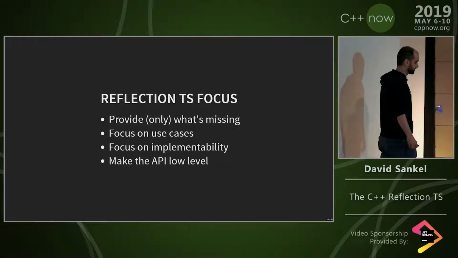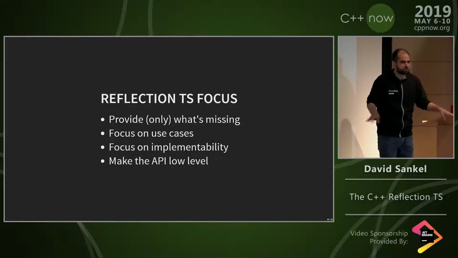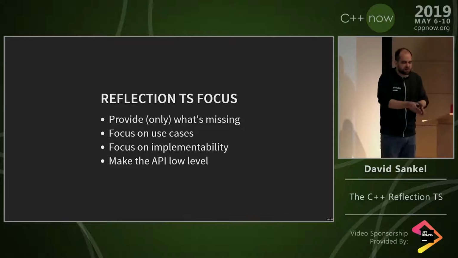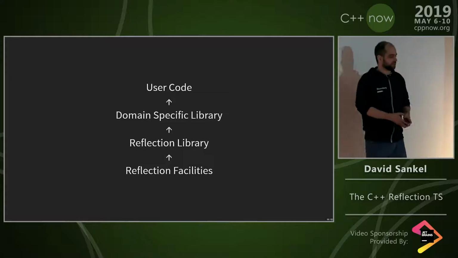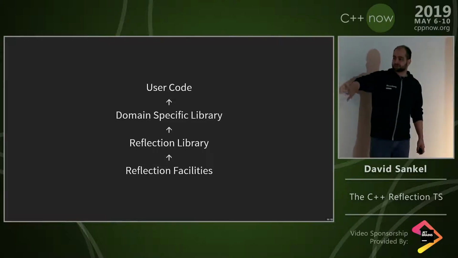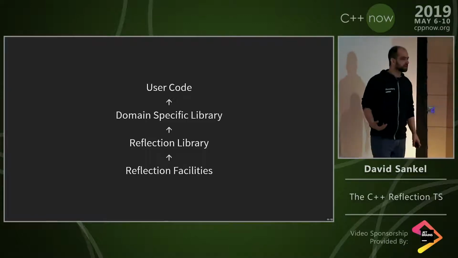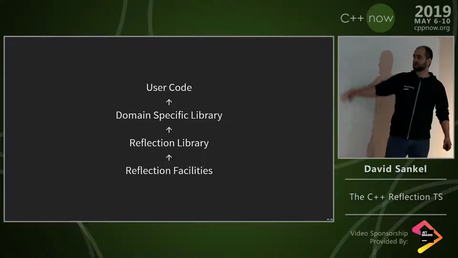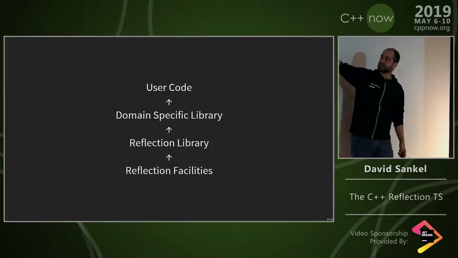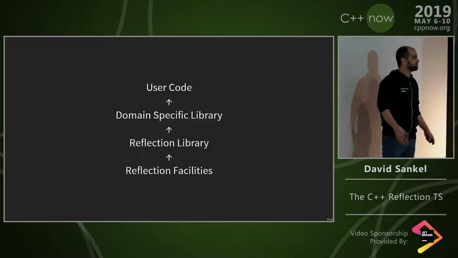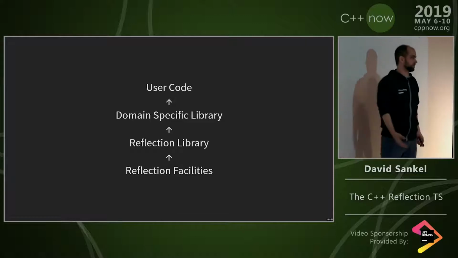And the other focus is that we're making a low-level API, the bare bones stuff. It doesn't have to be very pretty, just very, very small, precise, bottom things. So the way we're looking at it, what we're providing here is reflection facilities. Just very, very small, low-level things that people can use. And the expectation is that someone's going to come along, maybe one of you, and make a reflection library out of that. Something that's a bit higher level. When you have a reflection library, then someone can come and make a domain-specific library, like a serialization example or something like that. And ultimately, you have the end-user code, which is using something along these lines.